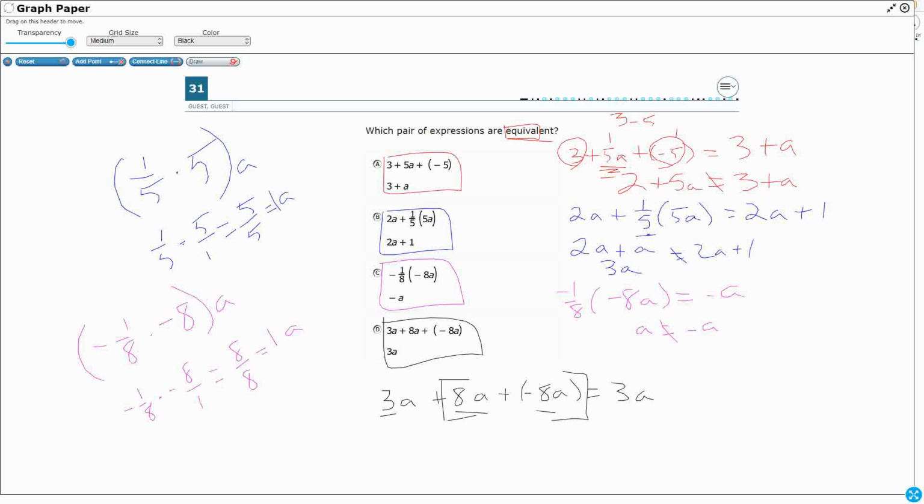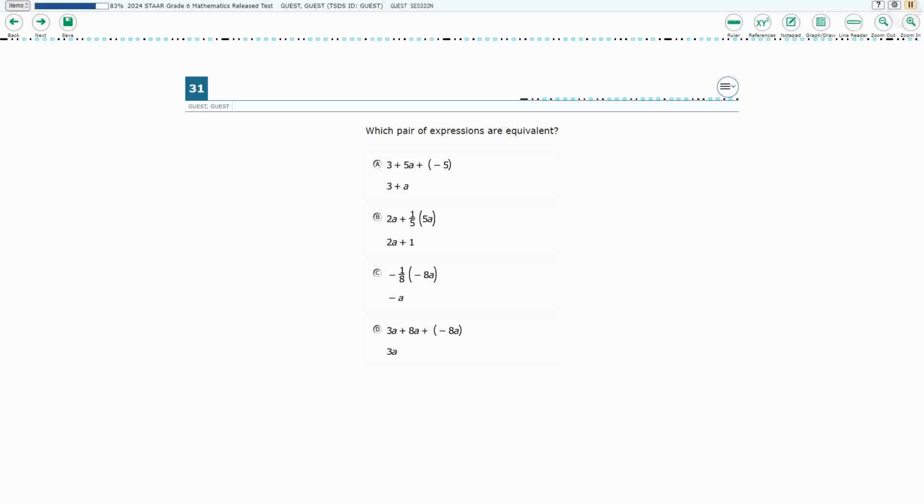If I've got positive 8a's and then negative 8a's, right, the 8 and the negative 8 are going to cancel each other out. So these two basically go away because positive 8a's and negative 8a's equals 0. There's nothing there. So then we turn into 3a equals 3a. That works. Our answer is D.